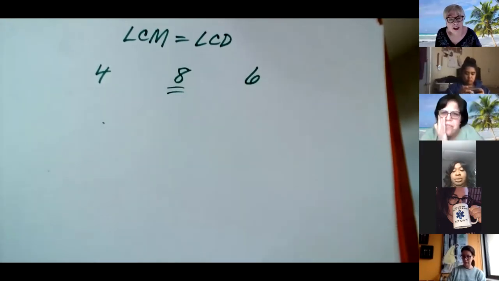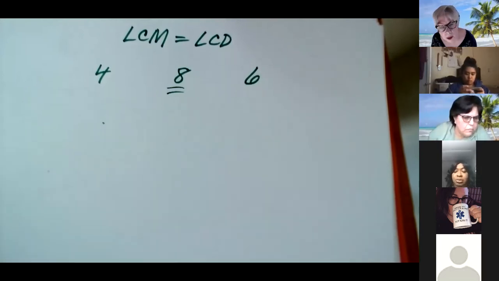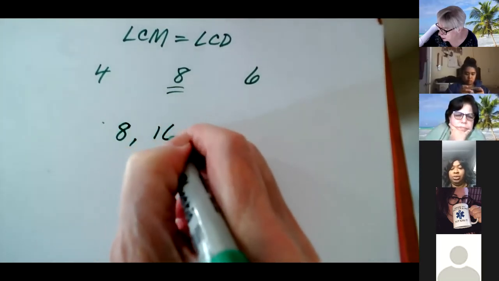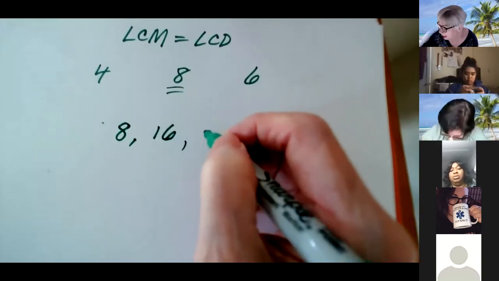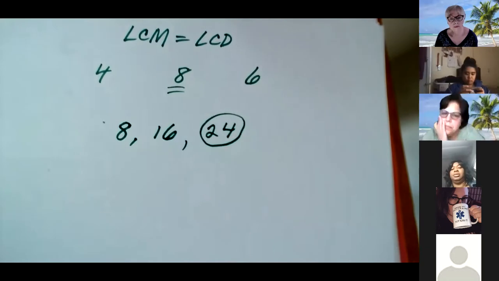When the numbers are not too big, you might get away with multiples. So 8 times 1 is 8. 8 times 2 is 16, but 6 doesn't go into 16. But 8 times 3 is 24. That's one approach, the multiples.